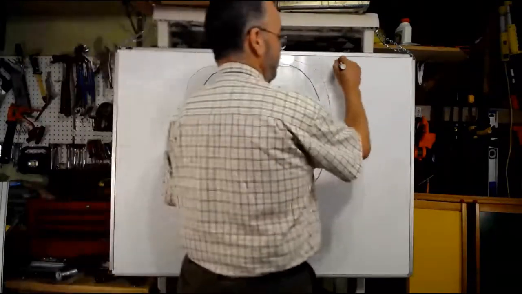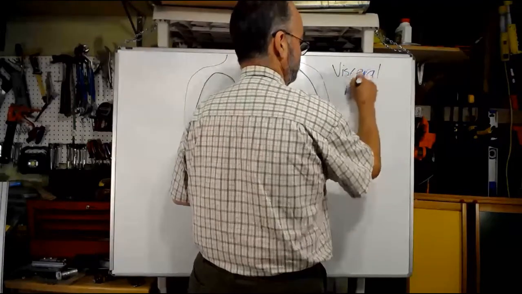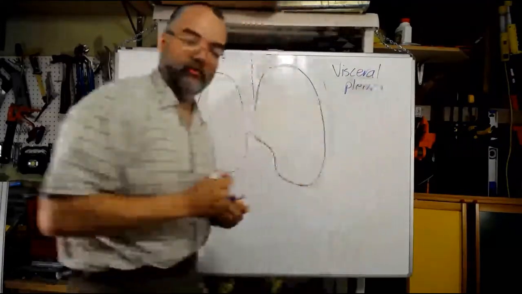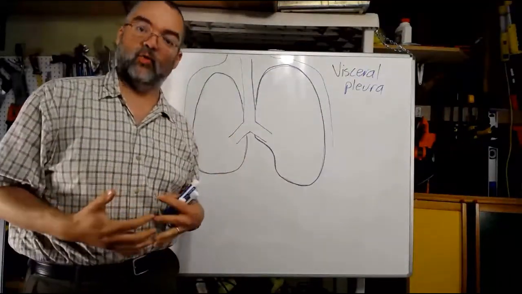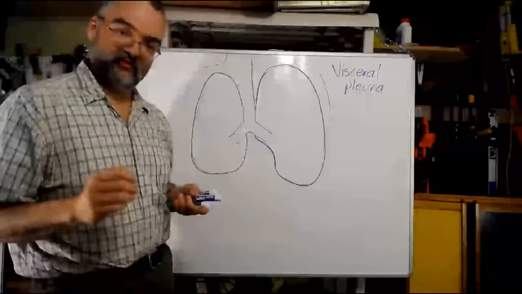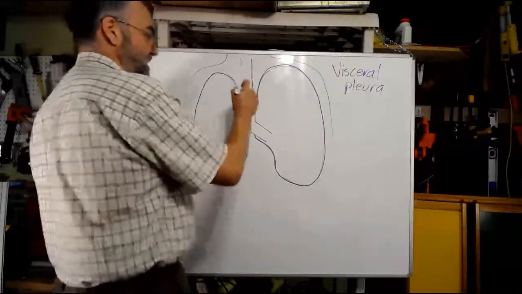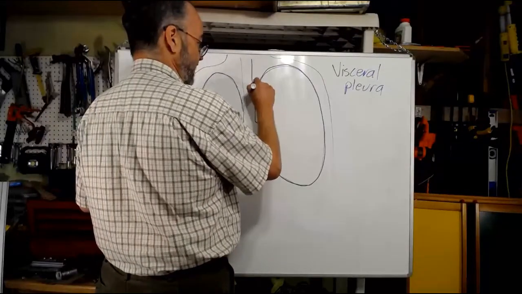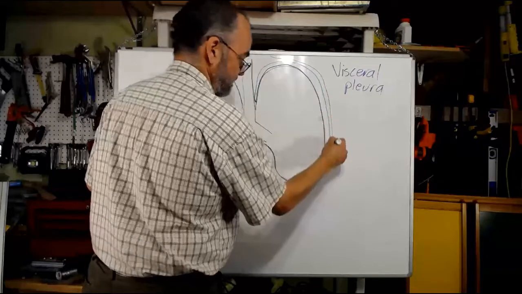That inner membrane is the visceral pleura. It's easy to remember the name visceral because viscera kind of implies internal organs. So this is the pleura around the internal organ, around the lung, right on the surface of the lung. And it is connected to an outer membrane. I'm doing it here in green.